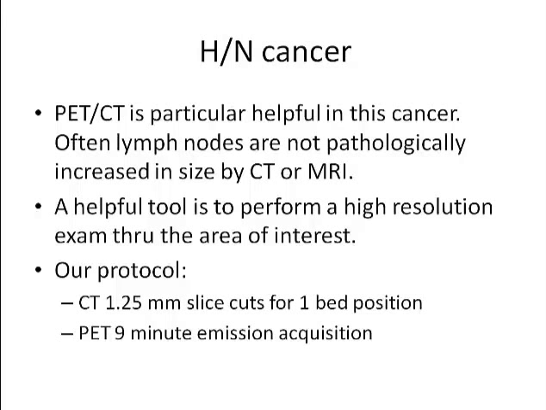It's a helpful tool to perform a high resolution exam through the area of interest. And what I'm talking about here is if they have a tonsil cancer, we do a second scan after the whole body to do just the head and neck area. Now, we take the CT down dramatically. We go down to 1.25 millimeter slice cuts for one bed position and a 9-minute PET acquisition.